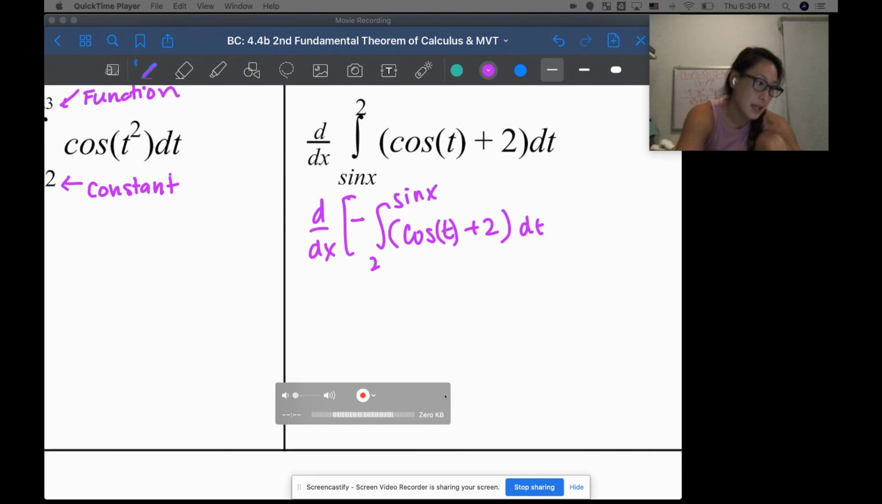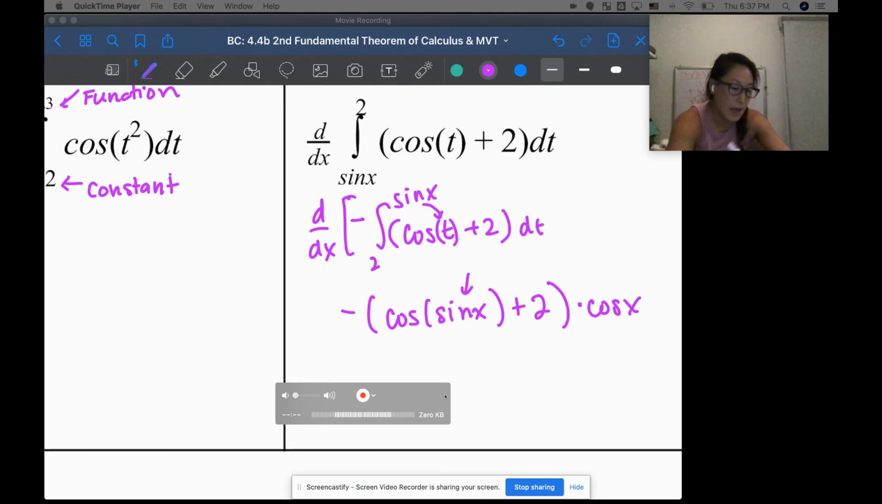So all I get is negative times cosine of, instead of t, I get sine of x, plus 2, okay? And then the derivative of sine x is cosine x.